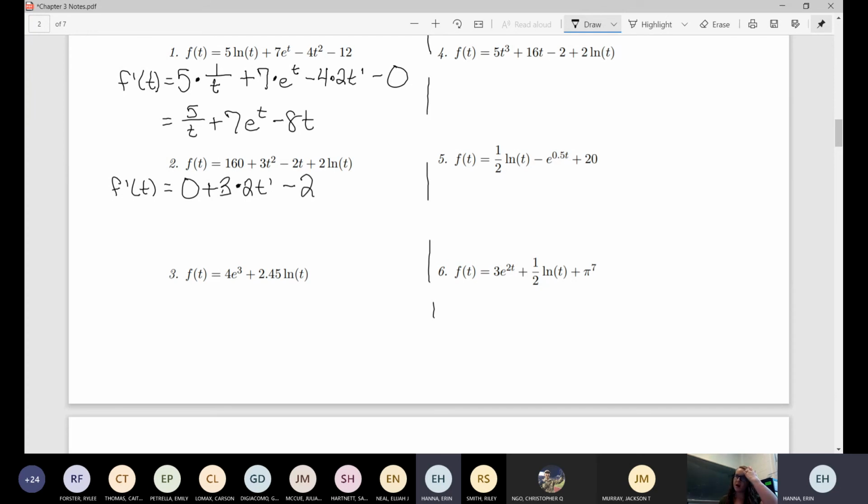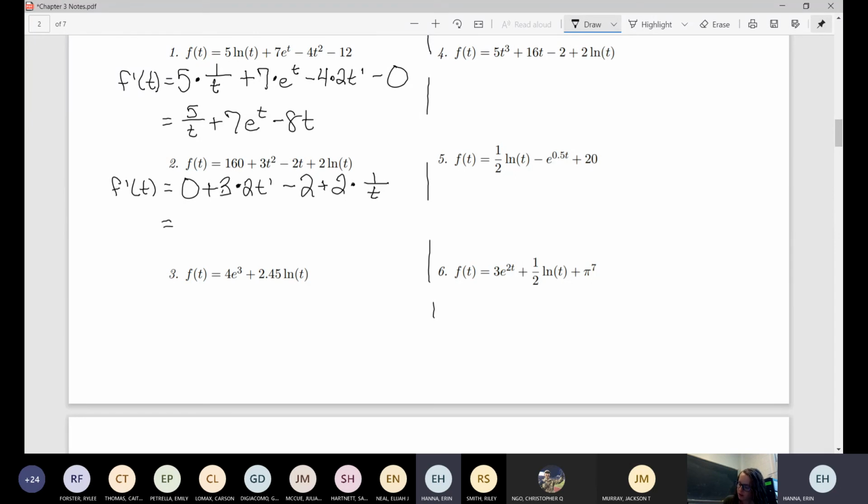You can treat that as a power rule, and you would have t to the 0 if you wanted, which is 1. So 2 times 1 is 2. Plus the derivative of 2 natural log of t. 2 comes along for the ride. Derivative of natural log of t is 1 over t.